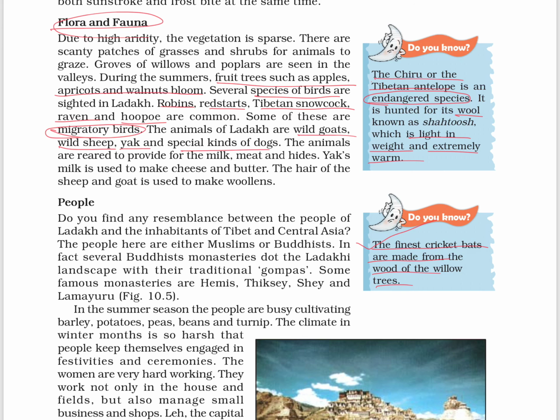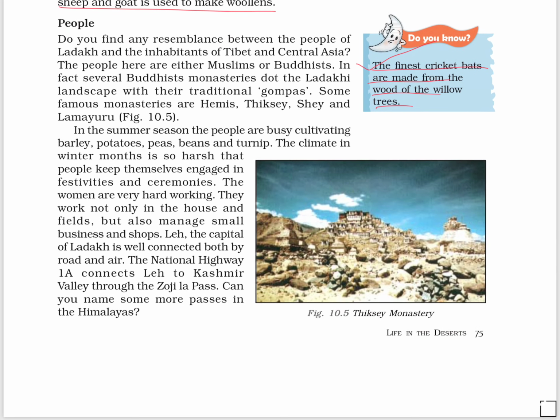Animals were reared to provide milk, meat and hides. Yak's milk is used to make cheese and butter here. Hair of the sheep and goat is used to make woolens. Most of the people here are Muslims or Buddhists. In fact, several Buddhist monasteries dot the Ladakh landscape with the traditional gompas. Some famous monasteries are Hemis, Tikse, She and Lamayuru.